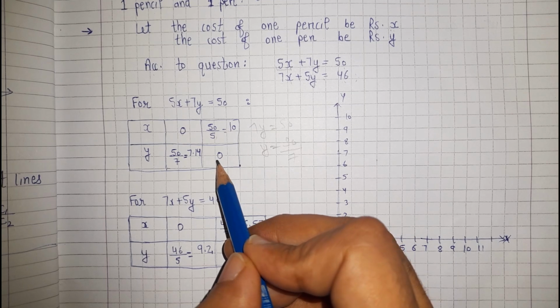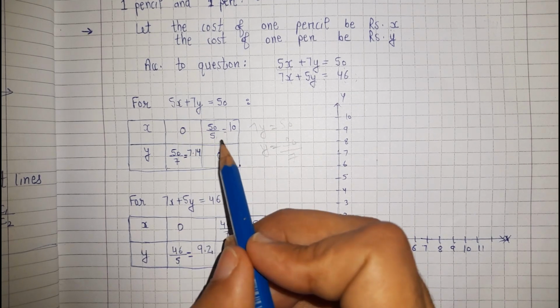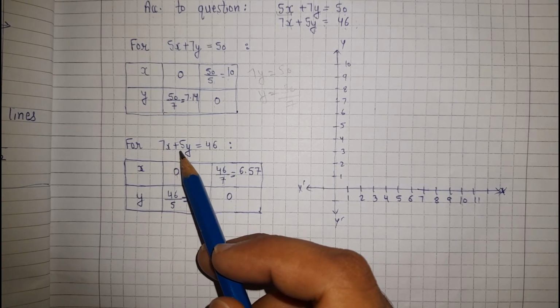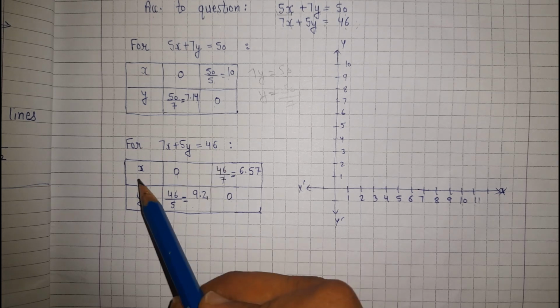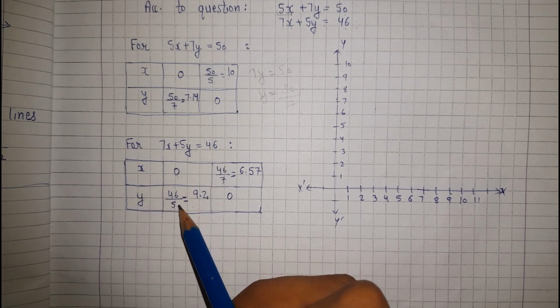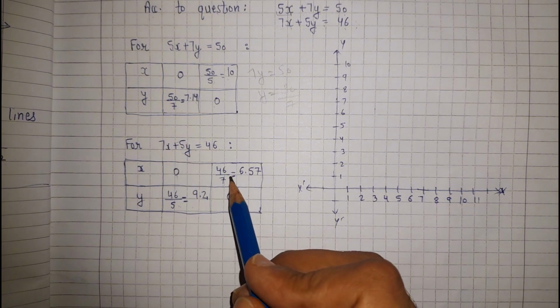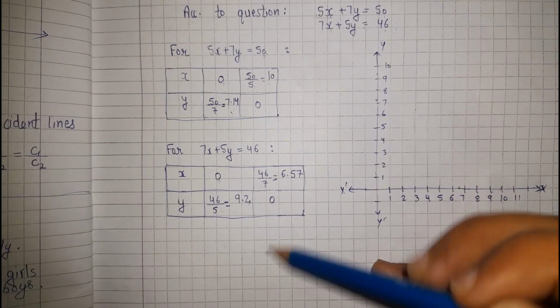When y is 0, then x is equal to 10. For the solutions of 7x plus 5y is equal to 46, put x is equal to 0, find the value of y, then put y is equal to 0, find the value of x. Now plot these points on a graph.